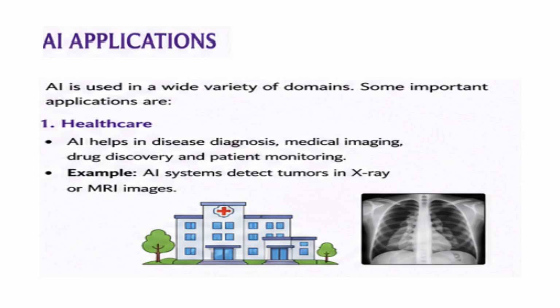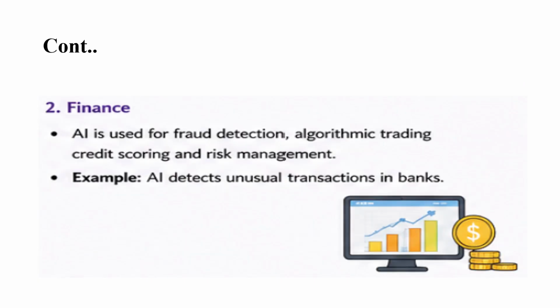For example, AI detects early signs of diseases like cancer and pneumonia from medical images much faster than traditional methods, so it helps doctors provide timely treatment before the disease reaches a major stage. And the next one is finance.